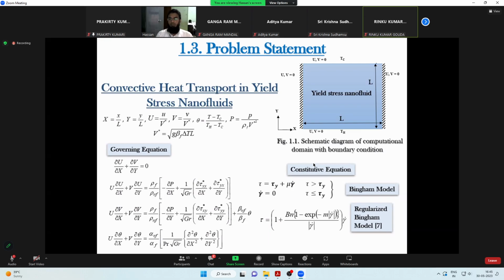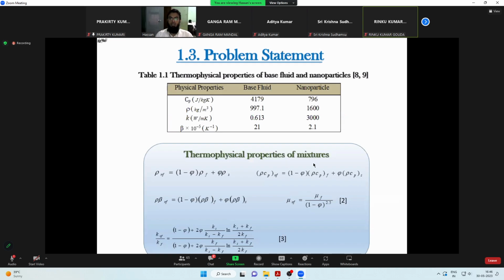So now by regularization, an M regularization parameter comes into the picture, and this equation turns out to be tau is equal to 1 plus Bn, where Bn is the Bingham number, which represents the ratio of the yield stress by viscous stress, multiplied by 1 minus exponential of minus M gamma dot, divided by gamma dot. So this is the regularized Bingham model. Usually we call it the Papanastasiou regularization model for the Bingham equation.